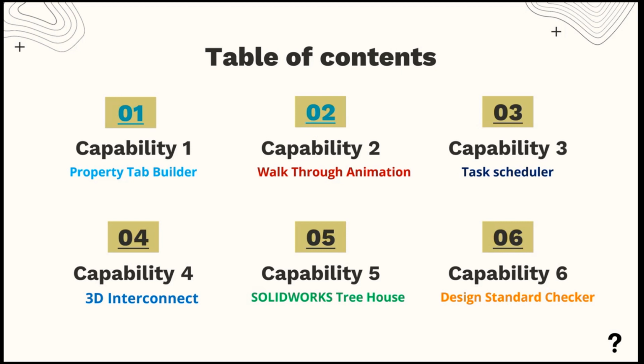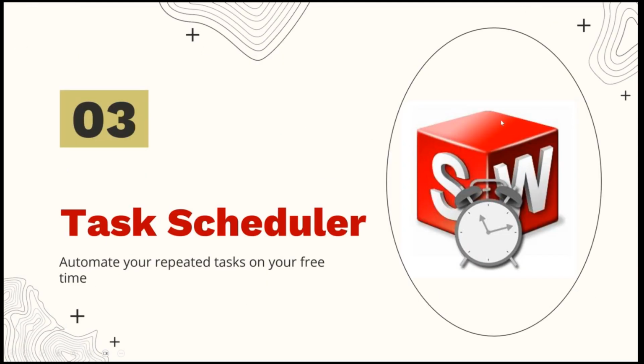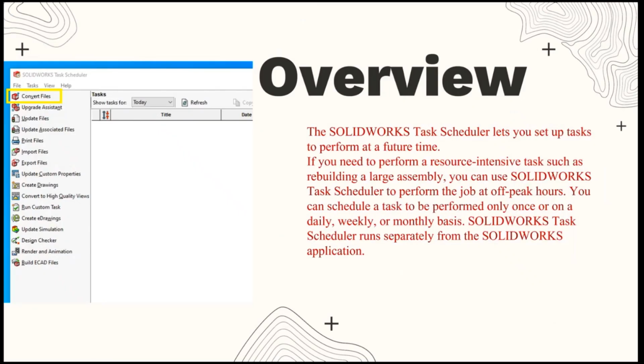And let us move on to capability number 3, SOLIDWORKS Task Scheduler. The SOLIDWORKS Task Scheduler lets you set up a task to perform at a future time, and if we need to perform a resource intensive task such as rebuilding a large assembly, we can make use of SOLIDWORKS Task Scheduler to perform the job at off-peak hours. We can schedule a task to be performed only once, or on a daily, weekly, or monthly basis. SOLIDWORKS Task Scheduler runs separately from the SOLIDWORKS application.